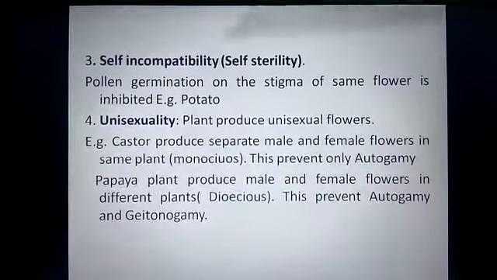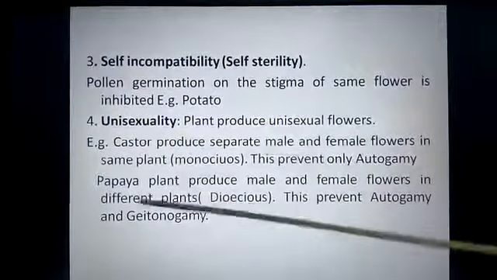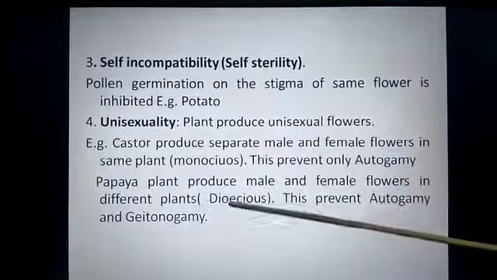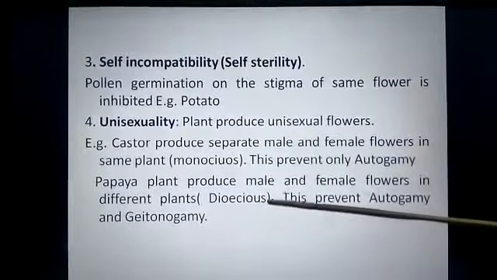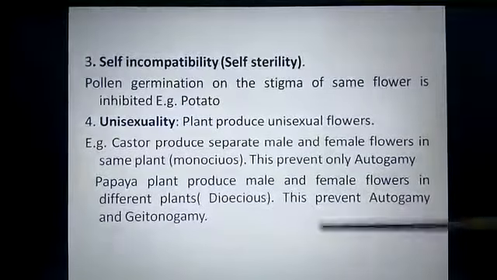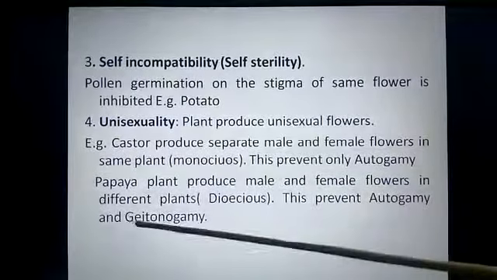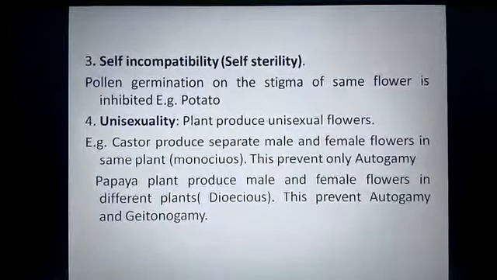Another example is papaya. Papaya plant produces male and female flowers in different plants. We call that a dioecious plant. Now this production of male and female flowers in different plants in papaya will prevent both autogamy and geitonogamy types of self-pollination.